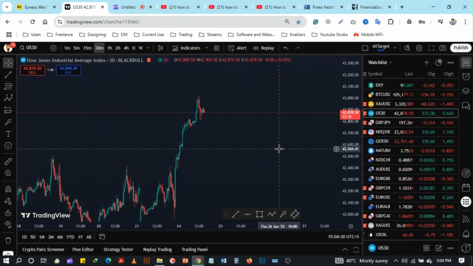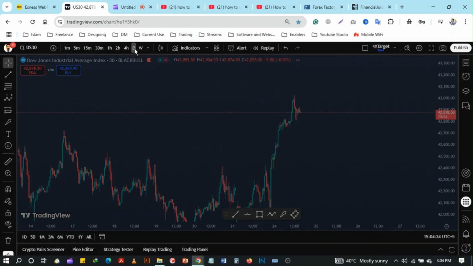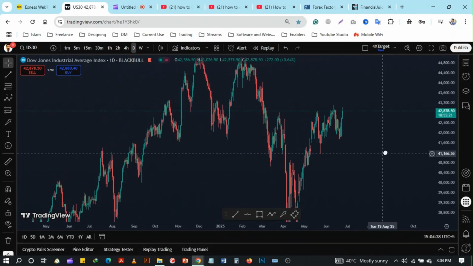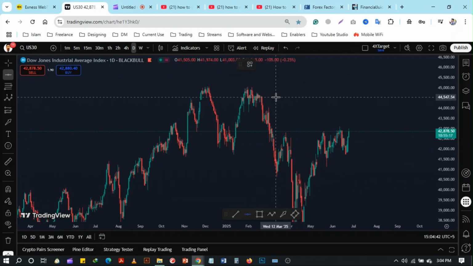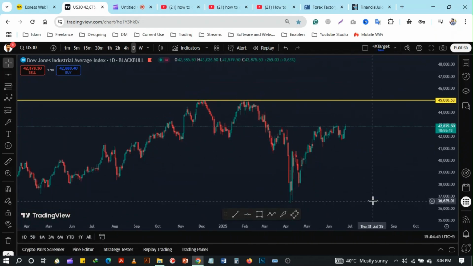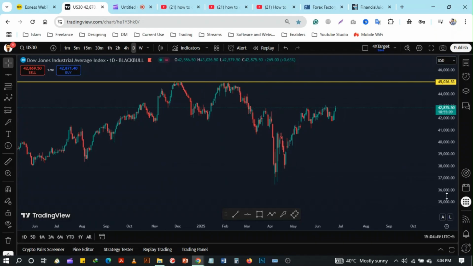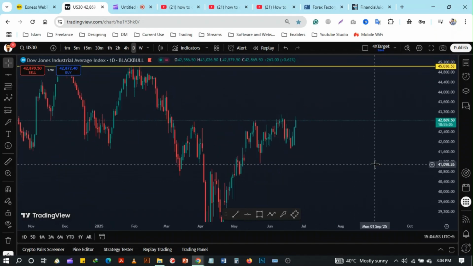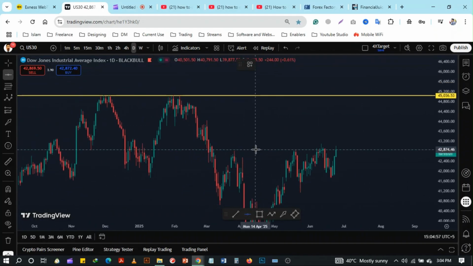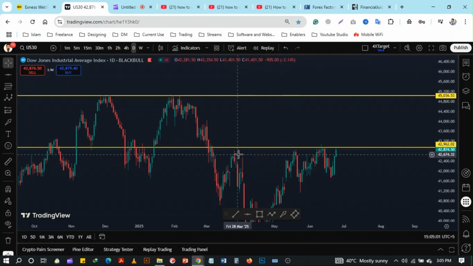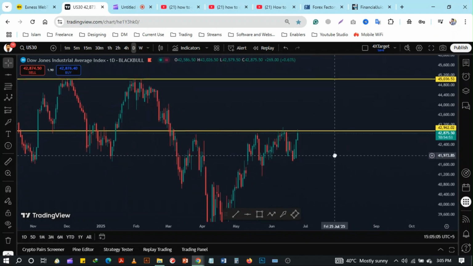Now, let's analyze the US30 chart. Starting with the higher time frames, we can clearly identify a previous resistance level, which had held back price movement in the past. Recently, a new resistance level has formed, where the price has been rejected multiple times, confirming the presence of strong selling pressure in that zone.